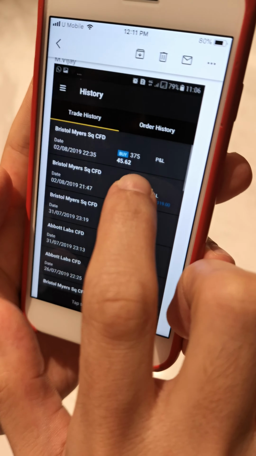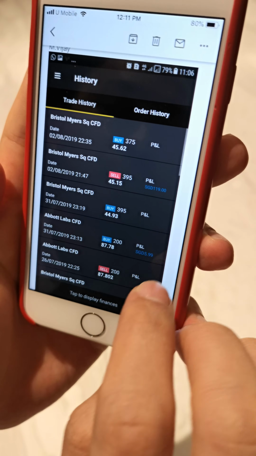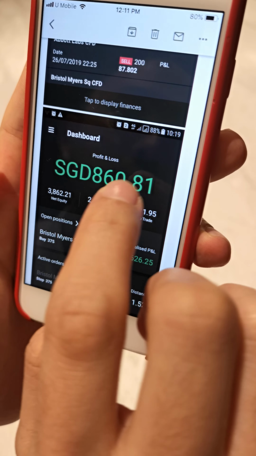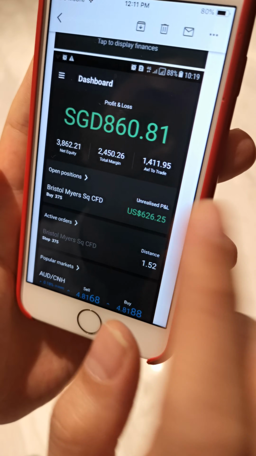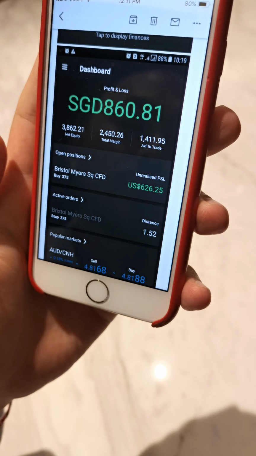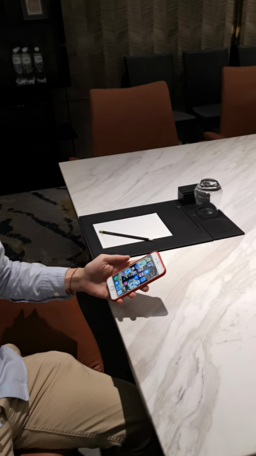Can you see? Same thing. He made $100 in this Bistro, $5 in AdBot, and he made $860 in this. What stock is that? I don't know, I think Bistro Mayors. Can you see his account is increasing on an attempt by attempt basis?